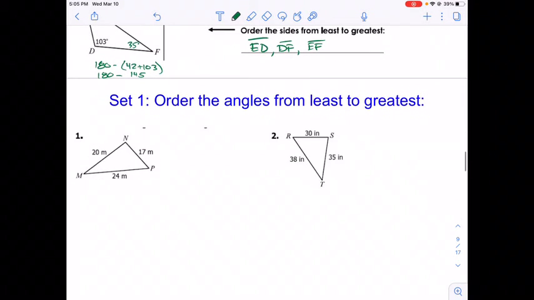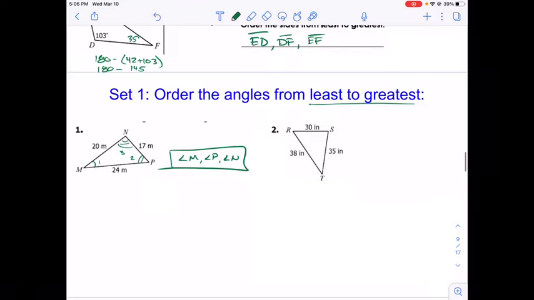So now let's order these angles from least to greatest. And make sure you're always paying attention to how they ask you to put these in order. So order the angles, which means that this is going to be angle 1. And since my next one will be angle 2, and then this will be angle 3. You can also do 1, 2, and 3 here. It kind of looks pretty easy to do. So order angles from least to greatest. So our smallest angle is going to be angle M, then angle P, and then angle N.